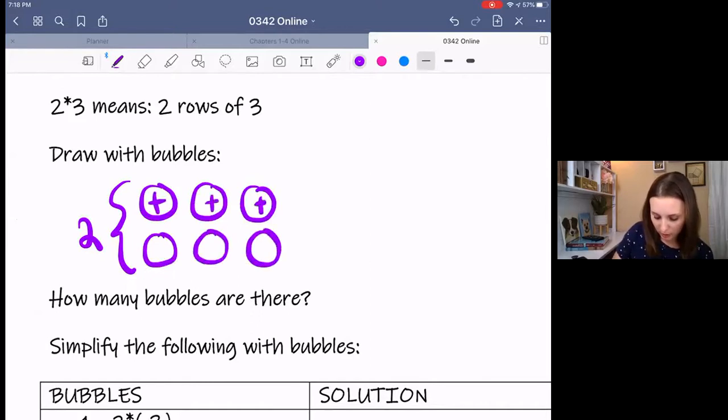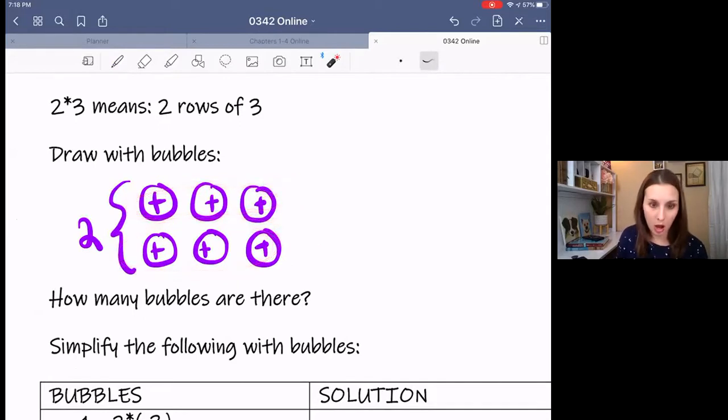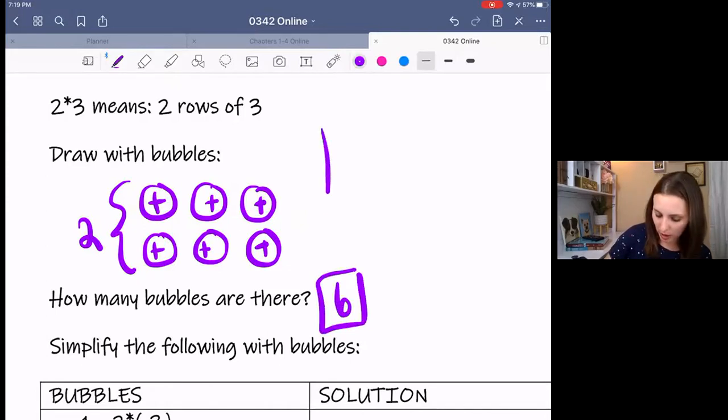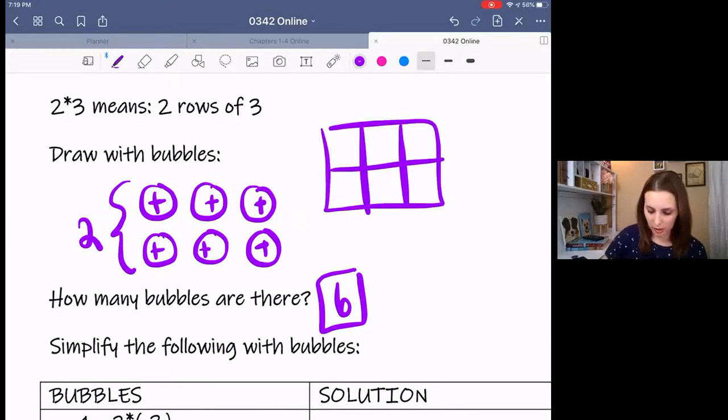They are all positive. So this is 2 rows, 1, 2, of positive 3 bubbles. There's not really going to be any popping of the bubbles because we're not adding. We're basically just going to be totaling. So when there are 2 rows of 3, how many bubbles are there? There are 6 positive bubbles. You might also see this in a rectangle, 2 rows of 3 positive. That's fine too. I just like bubbles.